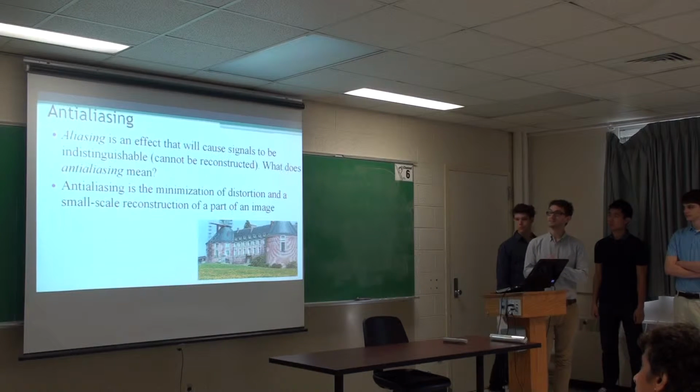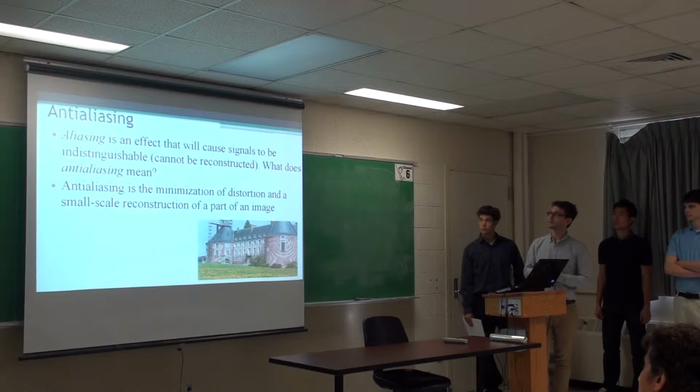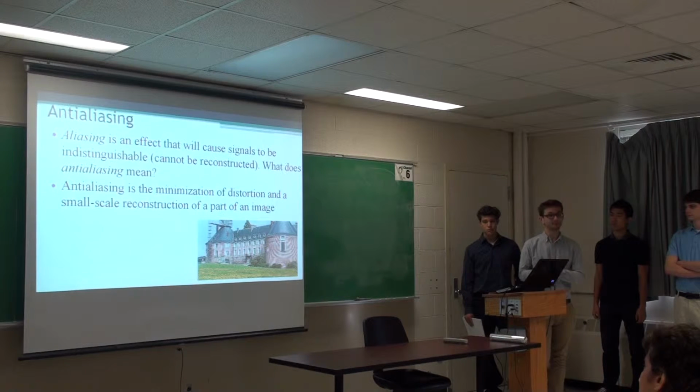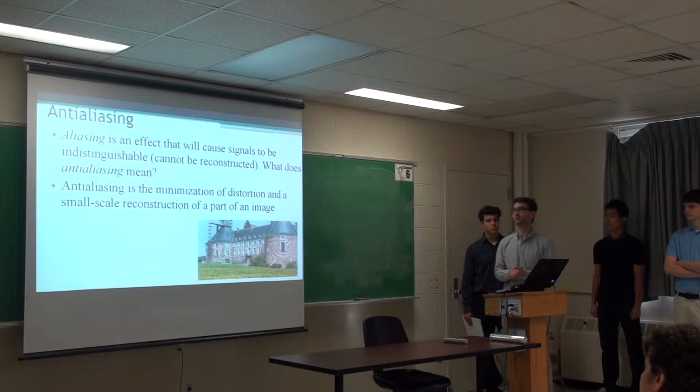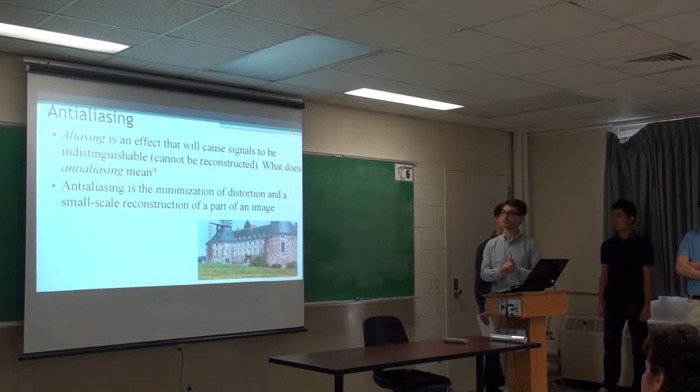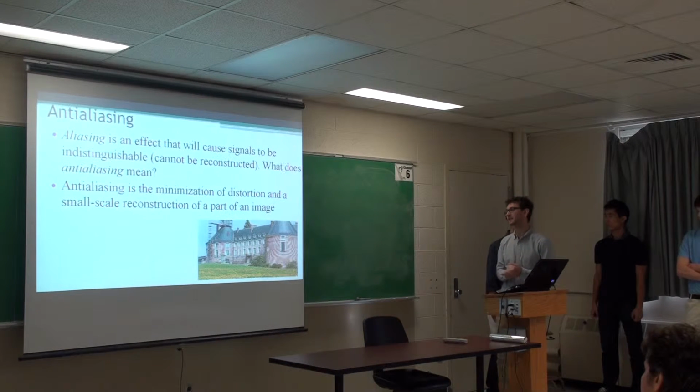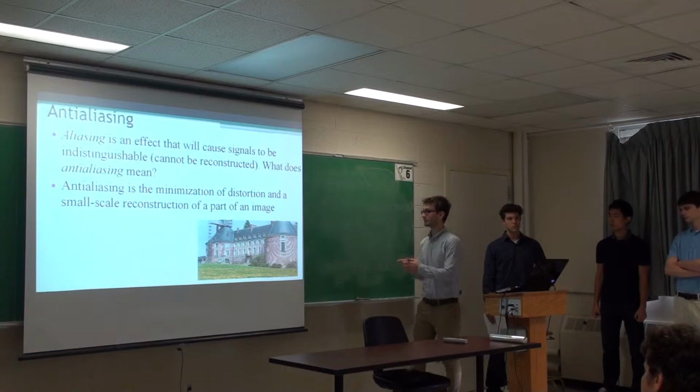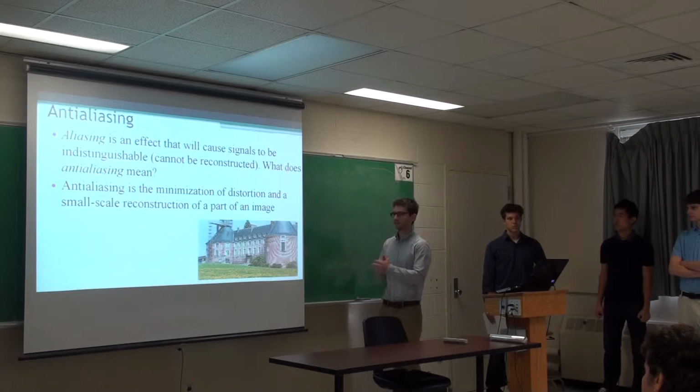If you took 366, aliasing is an effect that will cause signals to not be able to be reconstructed. So it's hard to find the original signal once that happens. If you use that definition, then anti-aliasing would be the minimization of distortion in a small-scale reconstruction of a piece of an image. So this is an aliased signal. I think it had too much light exposure, and it started to look a little bit goofy. Houses don't usually look like that.